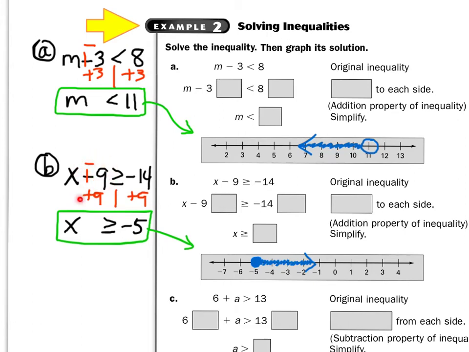Well, that means we have to add a +9 on both sides of the wall. Okay, so bring down the x, a -9 plus a +9 destroy each other. Bring down the inequality, and then negative 14 plus 9 is negative 5. So this is read, x is greater than or equal to negative 5. Well, because it could be equal to, it's a solid closed dot at negative 5, and then we shade everything greater, everything to the right.